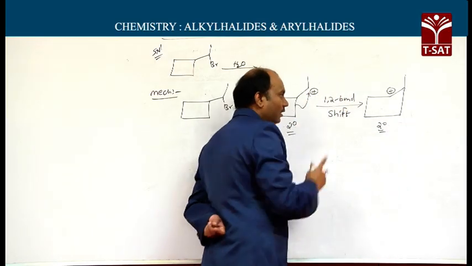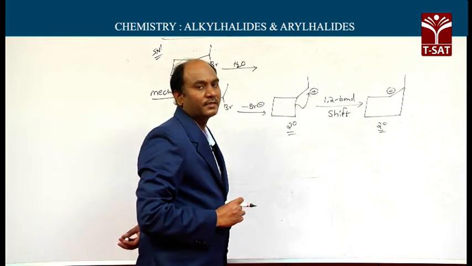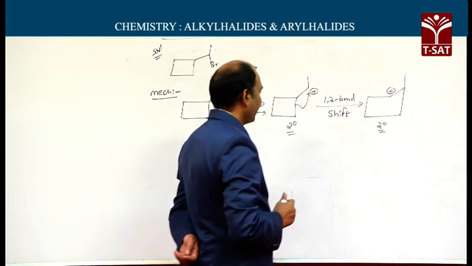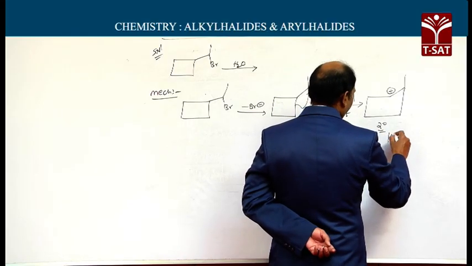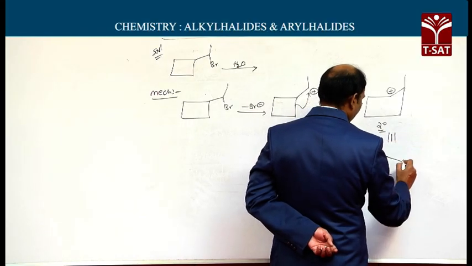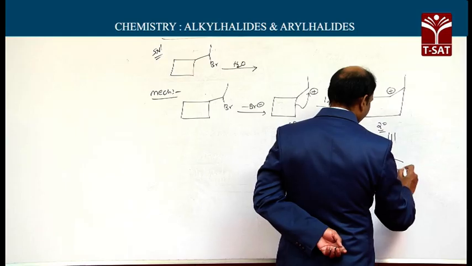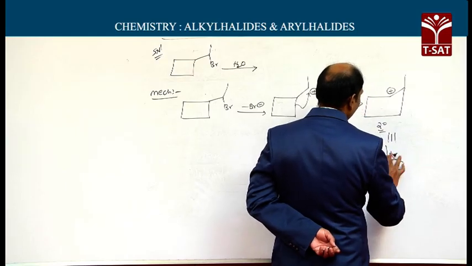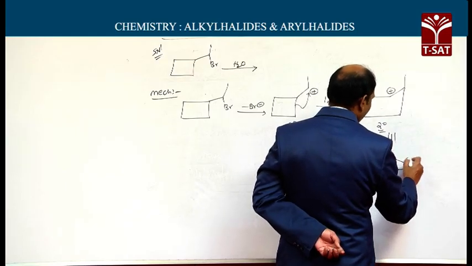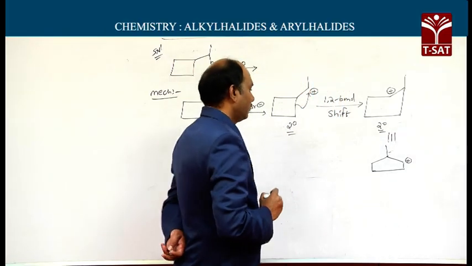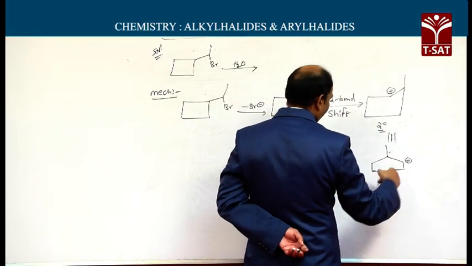Because that is a 4-membered ring and this is a 5-membered ring, and 5-membered rings are more stable than 4-membered rings, we can write it like this. Here this is a carbocation. This is a secondary carbocation.